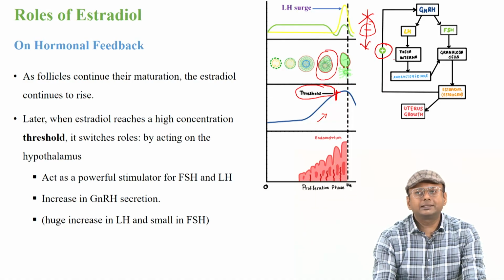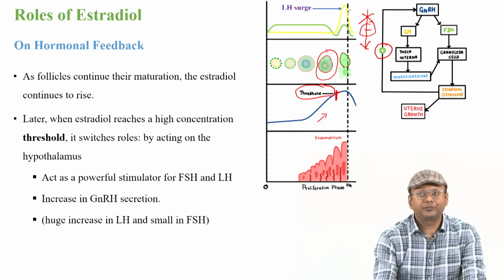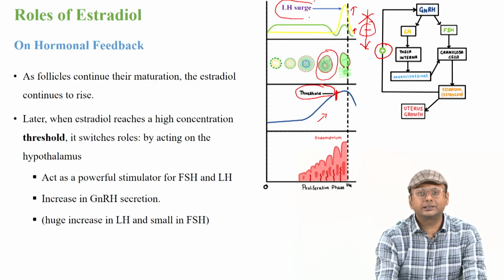And whenever there is this positive feedback loop, what happens? Both FSH and LH production immediately surges. You can see the FSH, this green line, is also surged, right. And in the case of LH the surge is much more prominent, which is also called the LH surge.